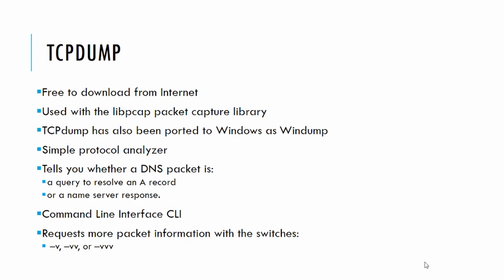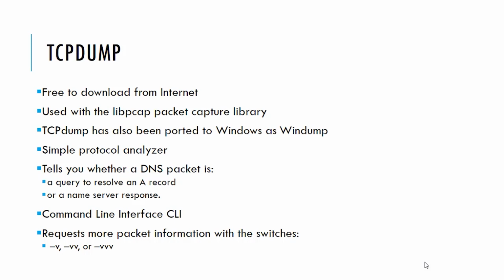It captures the packets and says that this is a TCP packet, this is a UDP packet, this is DNS, this is SMTP. It can analyze the protocol used to send this packet. It tells you whether a DNS packet is a query to resolve an A record, I mean a website, for example, a query from a client to resolve the name of a website into an IP address, or a name server response that sends the IP address to the same client that was requesting the domain name.